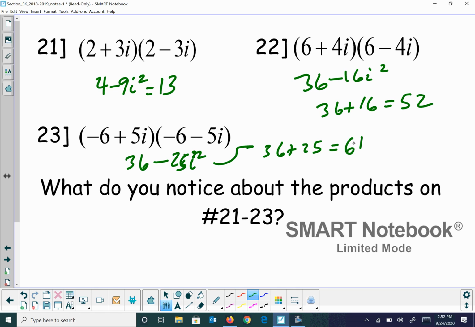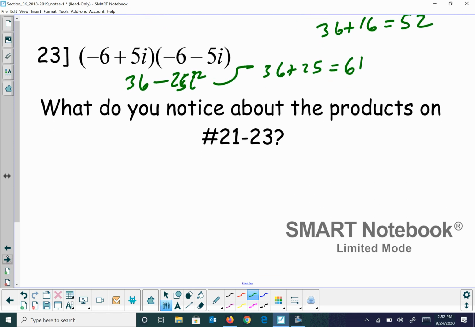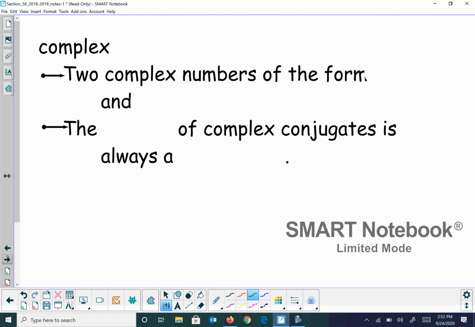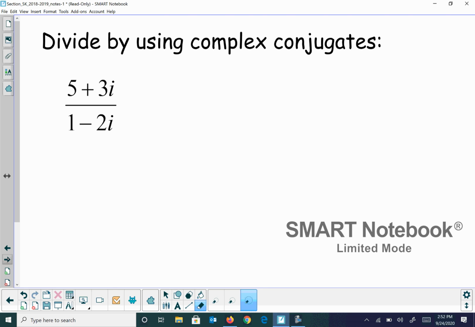What do I notice about the products? Oh, they are real numbers. Kind of cool. All right, some more erasing we have to do. So again, two complex numbers, a plus bi and a minus bi. They are conjugates. Products of conjugates are real, always a real number. So if you multiply two conjugate complex numbers together, you get a real number.